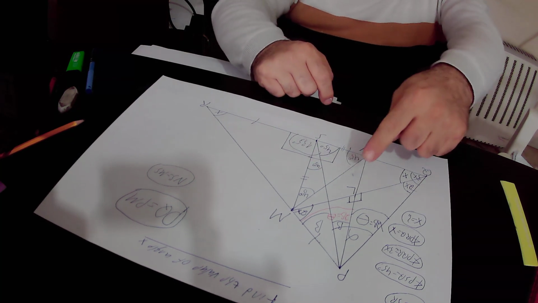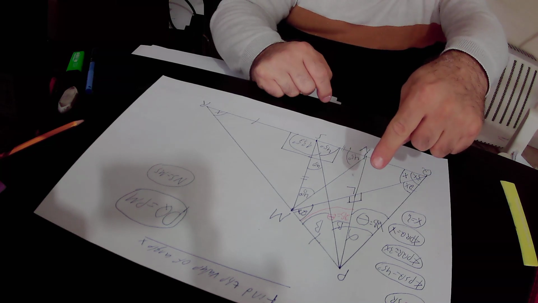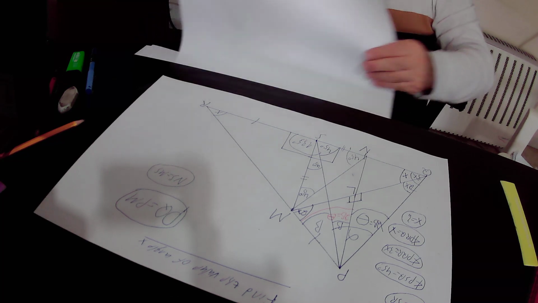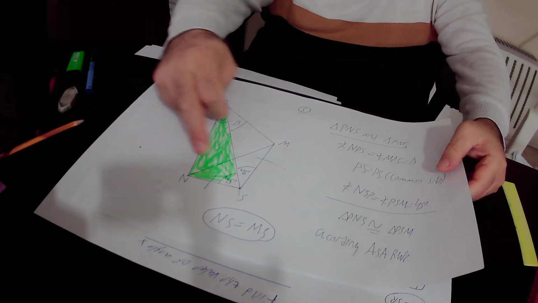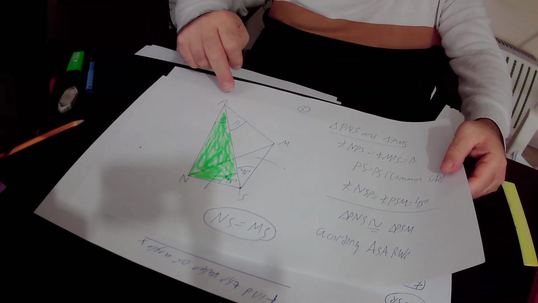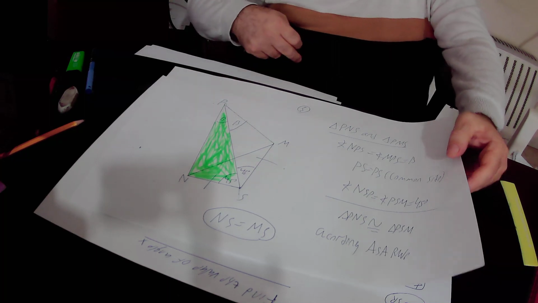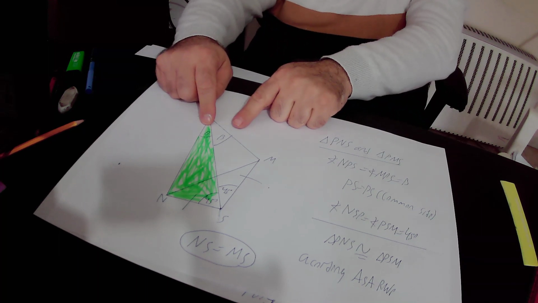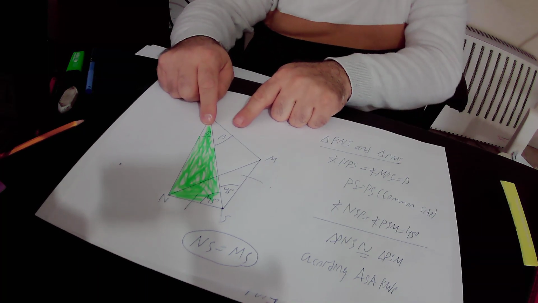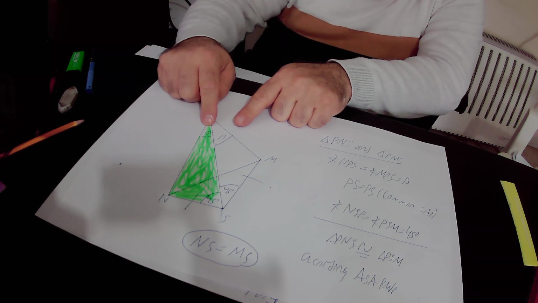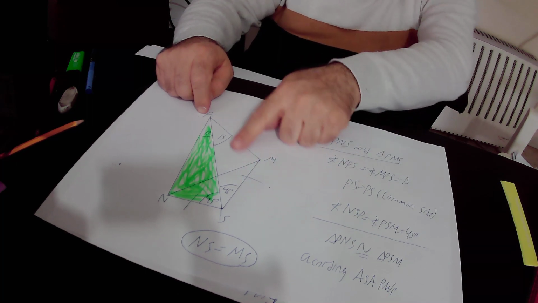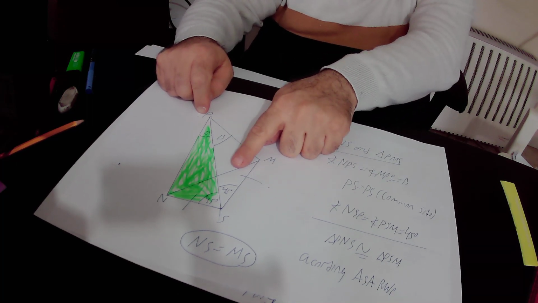Then we proved that triangle PNS is congruent to triangle PMS. Again, triangle PNS, the green triangle, is congruent to triangle PMS. Why are they congruent to each other? First of all, we have those two angles that are equal to each other. So angle NPS equals angle MPS, both equal to beta. We have a common side. PS is a common side. It belongs to both triangles. So PS equals PS.